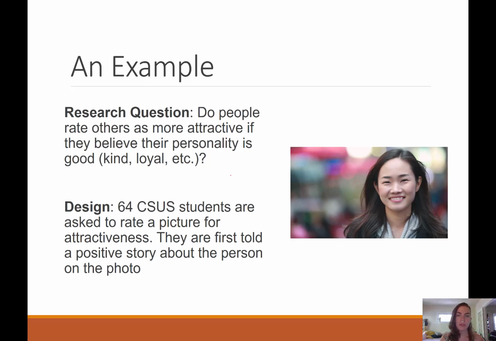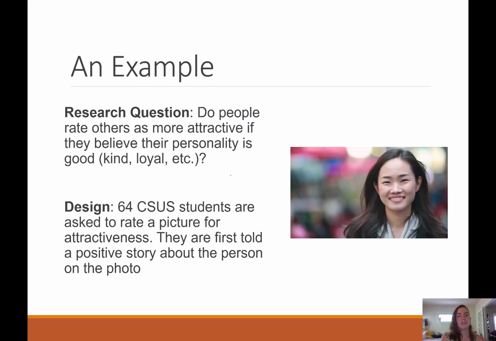So for example, we could design a study where we tell people a positive story about an individual in a photo. So say they're looking at a picture of this individual that you see on your screen. And I could tell you, this is a person who's so loyal. She's really good to her friends. She's kind, supportive. She always picks her friends up from the airport when they travel and never forgets her friends' birthdays. She always sends a warm text. So this is the kind of person she is.